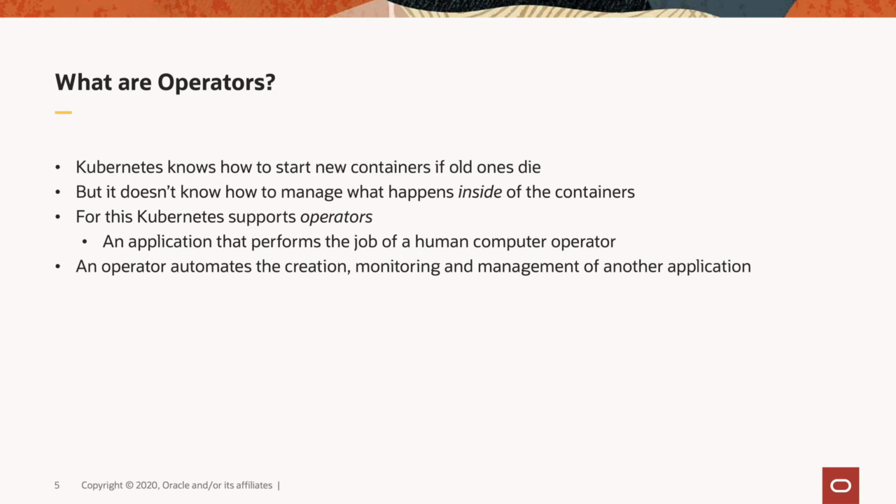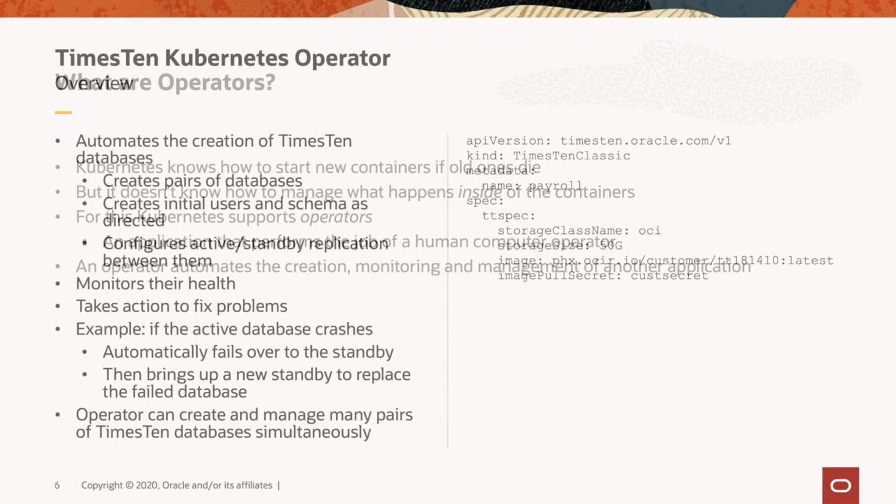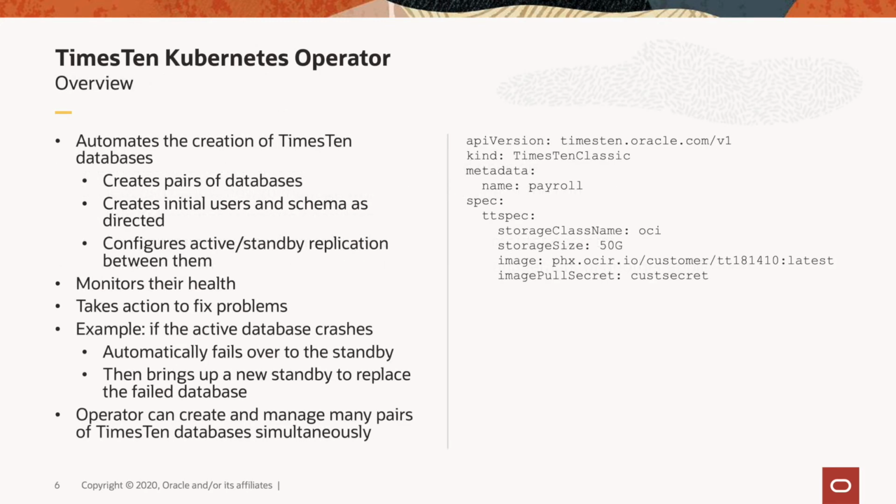So in order to allow us to teach Kubernetes how to manage more complicated applications, Kubernetes supports something called an operator. An operator is basically an application that performs the job of a human computer operator, right? You can think of an operator as a computer program that will create and monitor and manage other application programs for you, according to a certain set of rules that were defined in the operator itself. So an operator is an application running in a container that knows how to create, monitor, manage, babysit other applications. Kubernetes has this generic facility to support operators built in, and it's really nicely done.